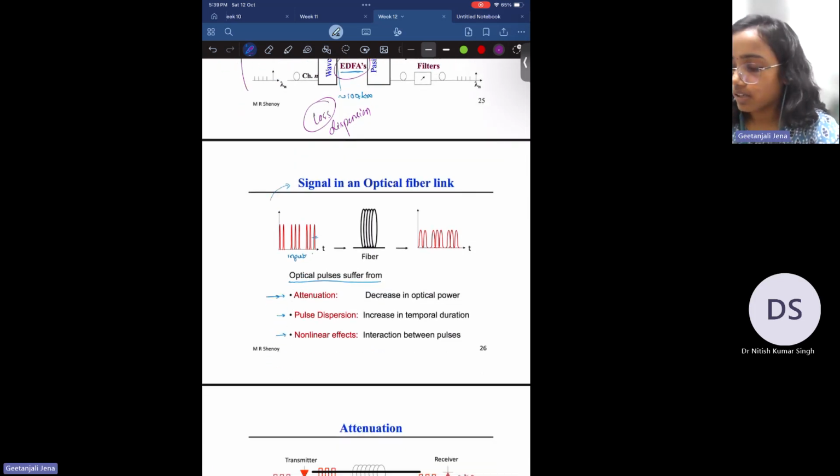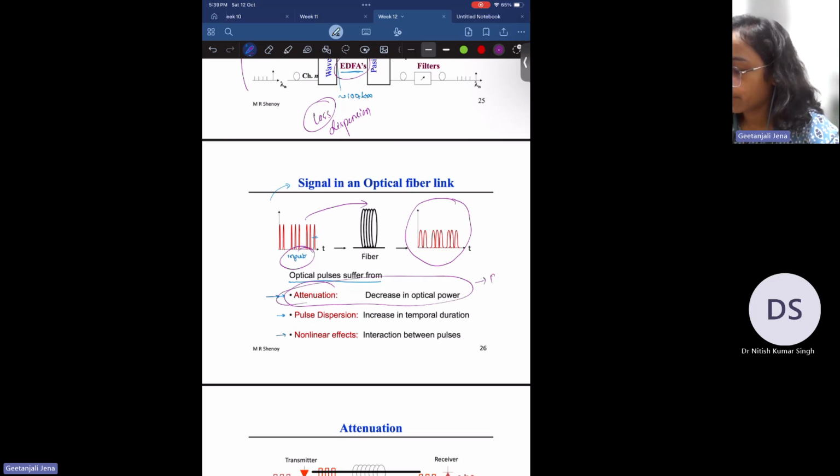This we have seen earlier also: when we have a signal like this at the input, and this input signal passes through the optical fiber, you will see a signal like this at the output. So we will see a dropping of amplitude as well as spreading of the signal. And this can be compensated. The attenuation is compensated by EDFA. We will see this part.